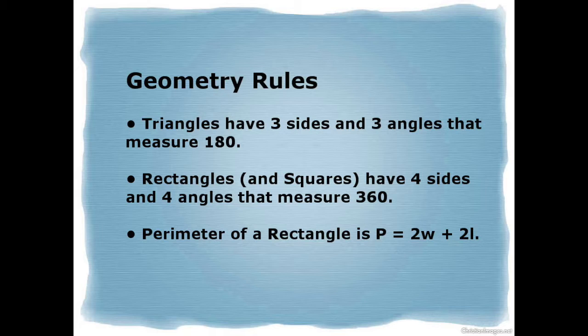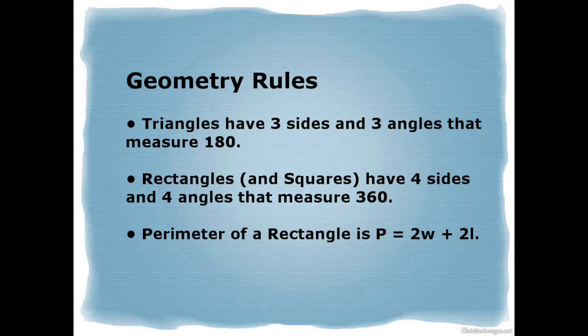Geometry. We're going to be solving word problems using some geometric rules. So let's look at what those rules are first. Triangles have three sides and three angles that measure 180 degrees. So there's three things that you need to know about triangles. They have three sides, they have three angles, and if you add all the angles together, they are 180 degrees.